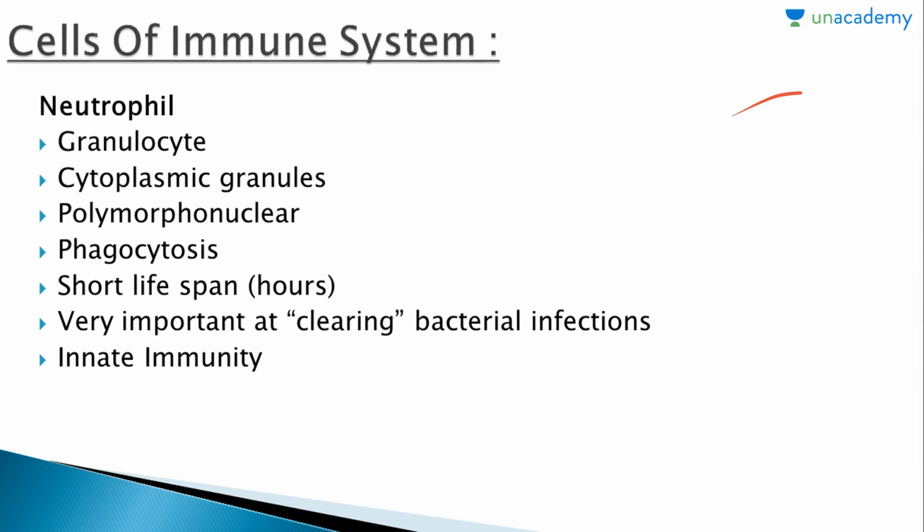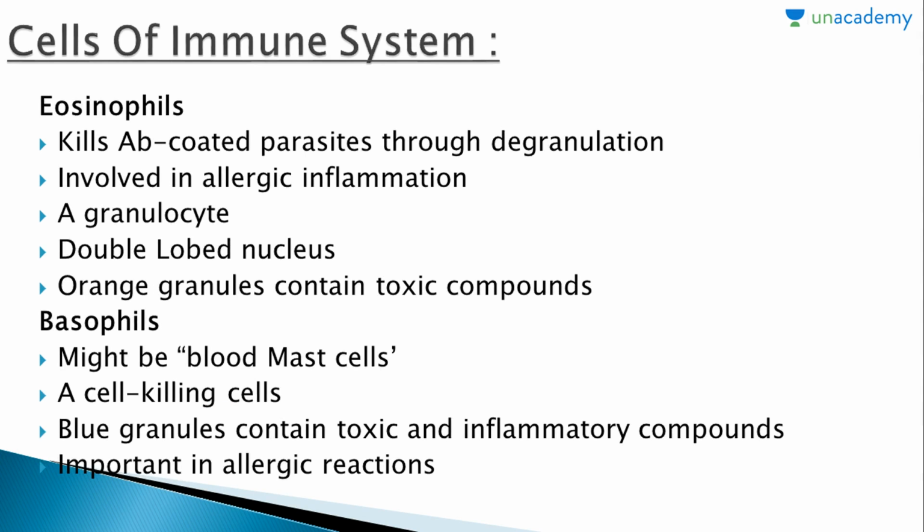Neutrophils are granulocytes with cytoplasmic granules. They are also polymorphonuclear, that is having more than one nucleus. They perform phagocytosis, and they have a short lifespan of approximately hours. They are very important at clearing bacterial infections. They give innate immunity. Next we have the eosinophils. They kill antibody-coated parasites through degranulation.